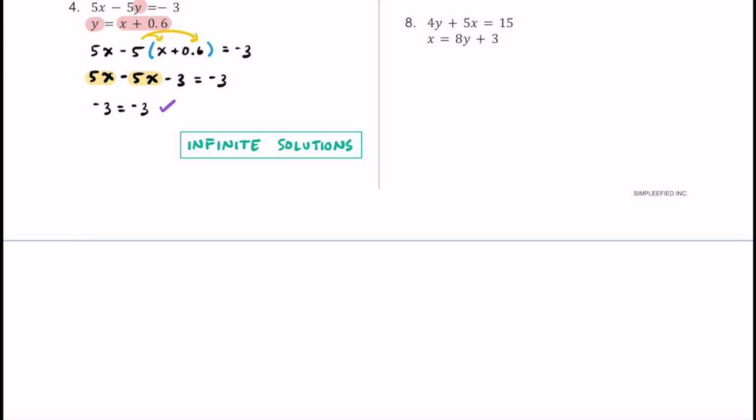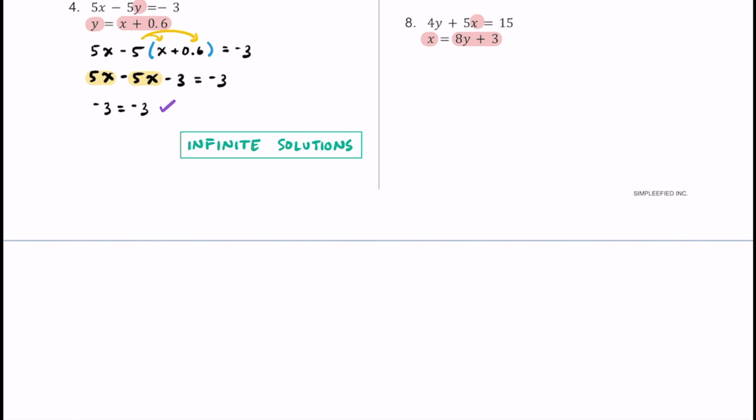For this one, we have the equations 4y plus 5x is equal to 15, and x is equal to 8y plus 3. So we can't simplify any of these equations, we can't divide any of them by their GCF since they're all relatively prime, but please notice right at the beginning about the second equation. For the second equation on the bottom, notice how x is already isolated and it's equal to this 8y plus 3. So let's go ahead and use substitution.